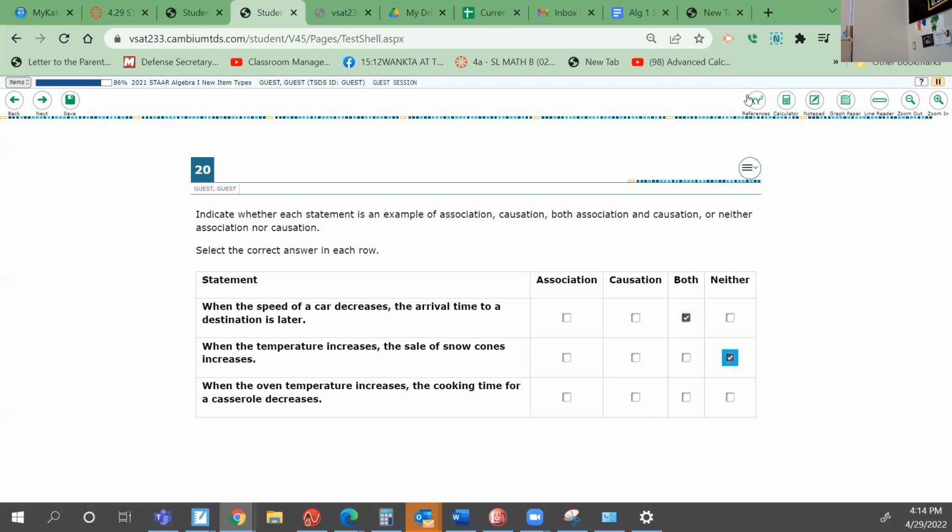And the last one, oven temperature. Again, the last one and the first one are very similar. When the oven temperature increases, the cook time decreases for the casserole. There's a link there. You increase temperature, the cook time decreases. You may burn the food, but it's going to cook. So there's a direct link there. So again, when there's causation, there's also association. I'm going to put both on this one. Okay, number 21 is what?